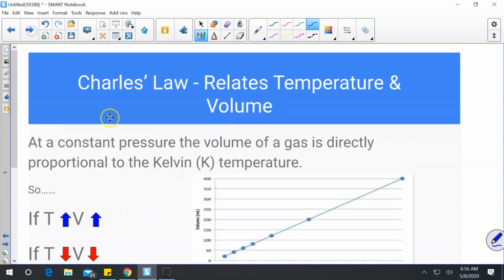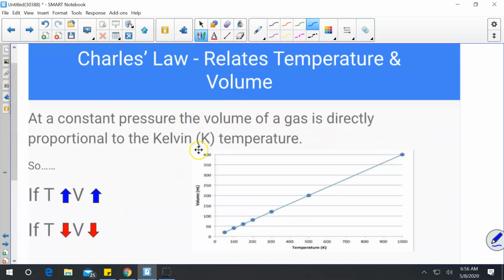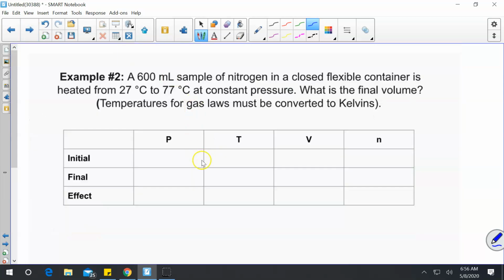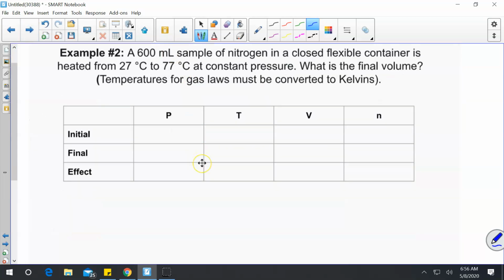The next gas law is Charles' Law. This one relates temperature and volume. Notice this one is a direct relationship. Look at our graph. As we change the temperature, the volume is going to increase, so we'd have to have a flexible container, and you can see my signs over here that I used for my arrows to represent that. So here's another example, still using those tables.